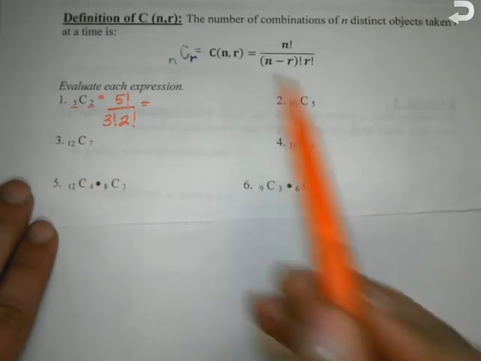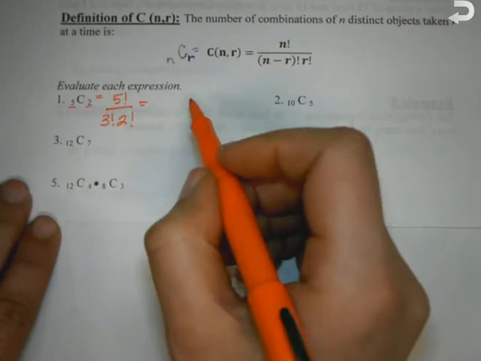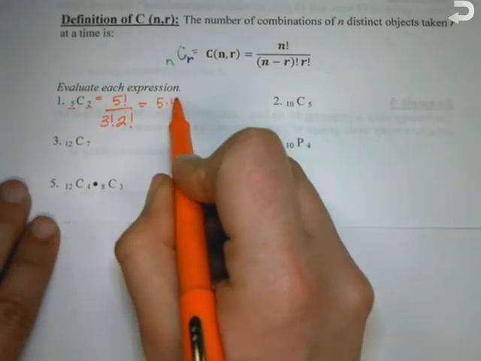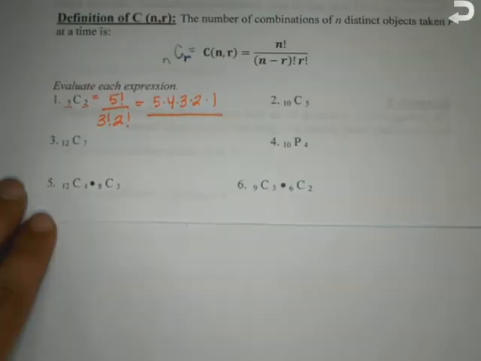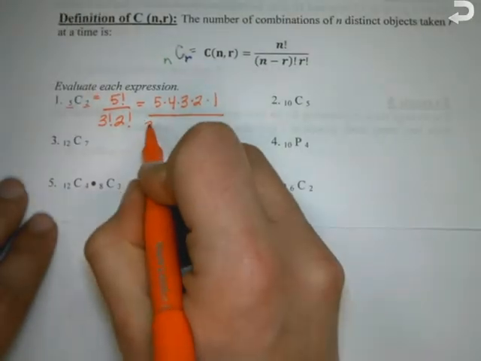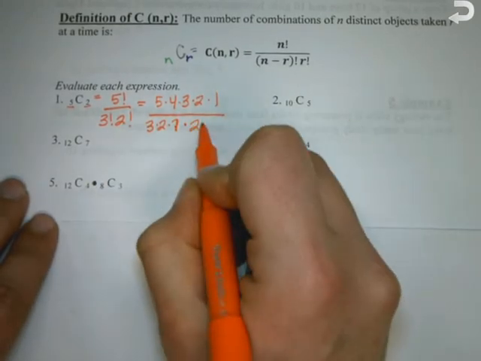Okay, so we're not done yet. We need to expand it. What does 5 factorial mean? 5, 4, 3, 2, 1. 5 times 4 times 3 times 2 times 1 all over. What's 3 factorial? 3 times 2 times 1 times 2 factorial. 2 times 1. Okay, let's do some canceling.